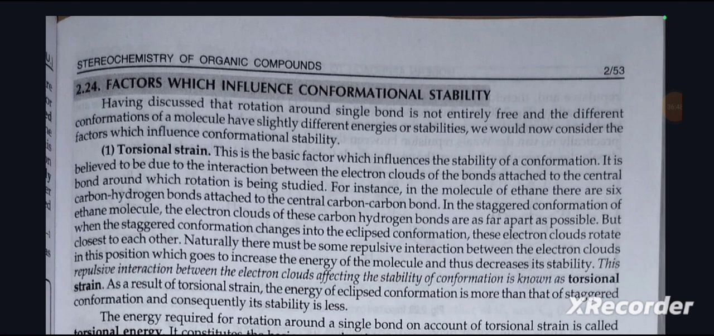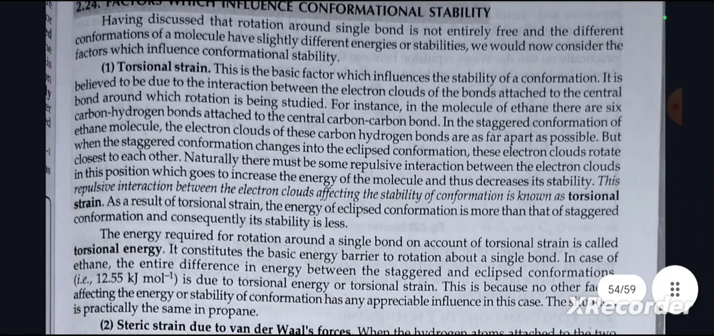2.24 Factors which influence conformational stability. Having discussed that rotation around a single bond is not entirely free and that different conformations of a molecule have slightly different energy or stabilities, we would now consider the factors which influence conformational stability. First, torsional strain. This is the basic factor which influences the stability of a conformation. It is believed to be due to the interaction between the electron clouds of the bonds attached to the central bond around which rotation is being studied.